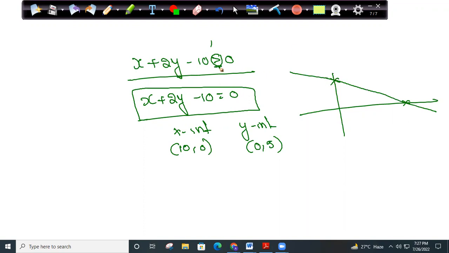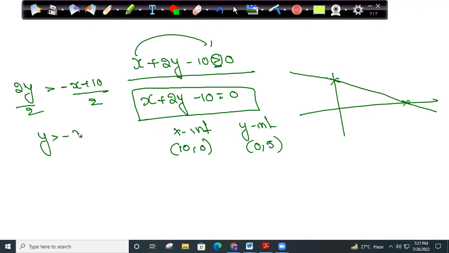Isolate y. Once you draw an inequality, this is a graph, isolate y. So 2y is greater than minus x plus 10. I'm taking x and 10 to the other side. I can add or subtract anything, so the inequality sign will not change. I'll divide by 2 on both sides. The inequality sign will not change. y is greater than minus x by 2 plus 10 by 2, which can be written as 5. y is greater than minus x by 2 plus 5.